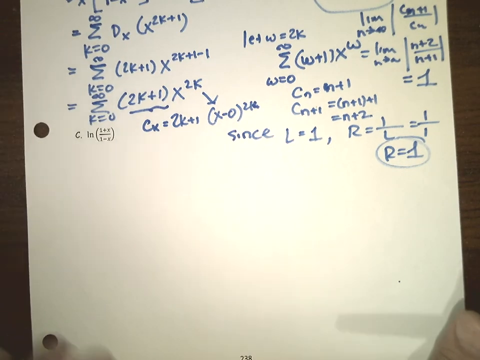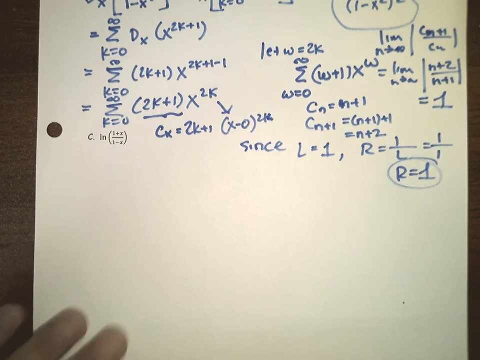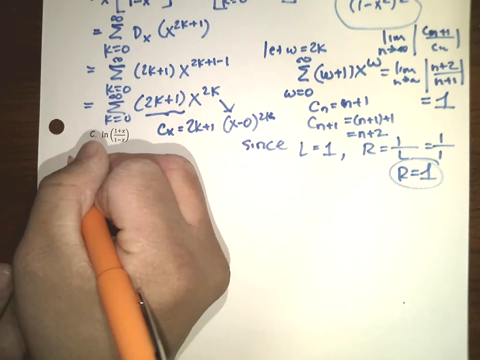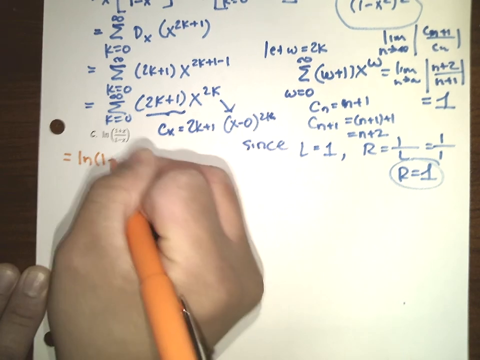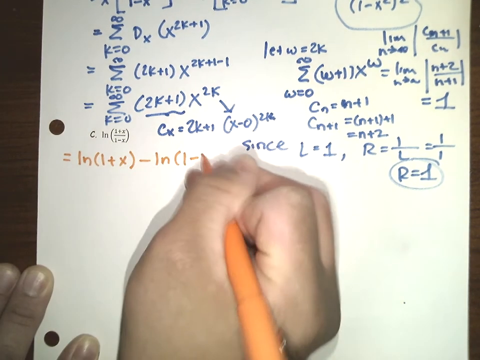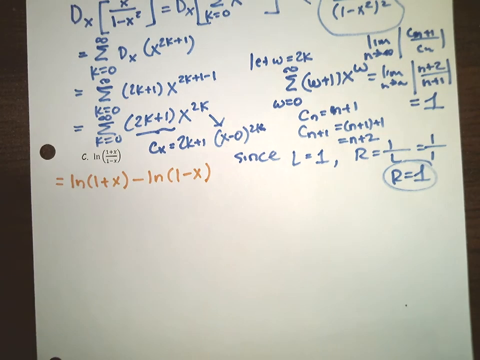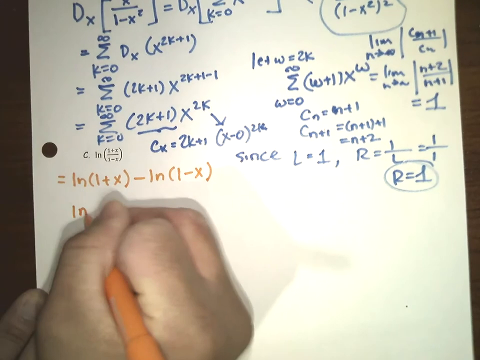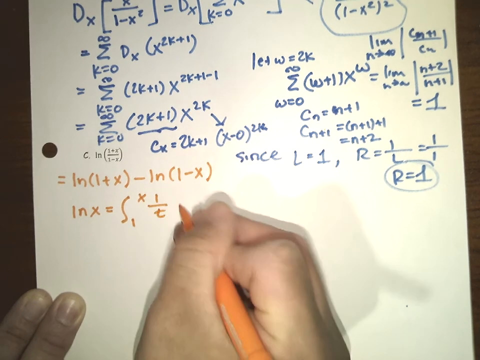Natural log of (1 plus x) over (1 minus x). So this doesn't look like one of the series that we've had so far, but let's use the rules of logarithms to simplify this. So this will be natural log of 1 plus x minus natural log of 1 minus x. Then, guess what? I know this, all right? This is a known fact here. So what I'm writing down next is a known fact, so don't forget it. The natural log of x is equal to the integral from 1 to x of 1 over t dt.